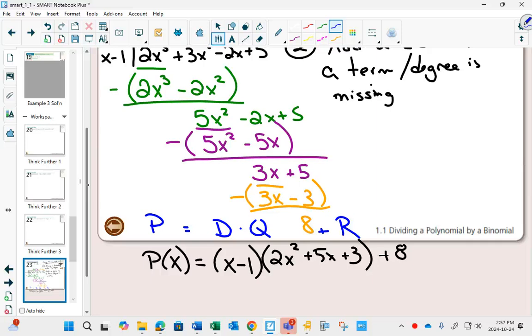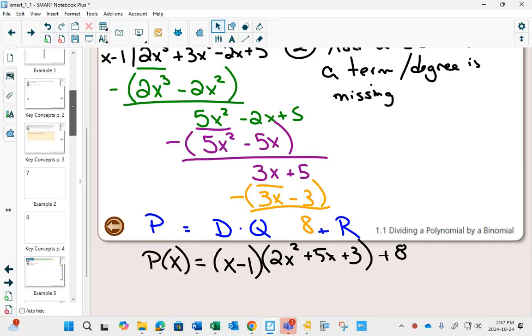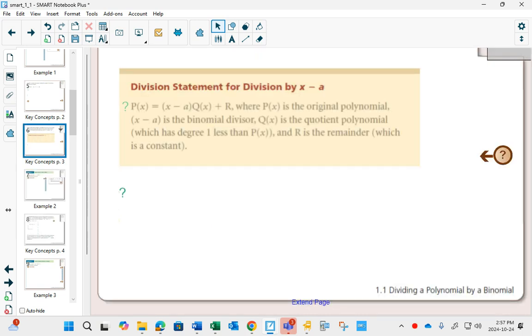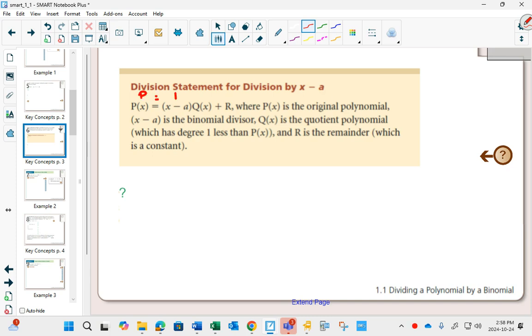And this is on this D times Q plus R. That's on page 4. You can turn to it on page 4 if you want to highlight it. P equals D Q plus R. That's called your division statement. So after you divide, you have a division statement. If your remainder is zero, then you factor. And that's going to be very nice and very handy. So let's go. Oh, I end the video here.